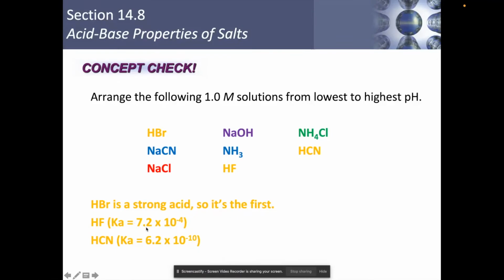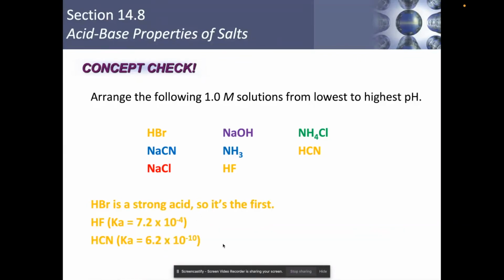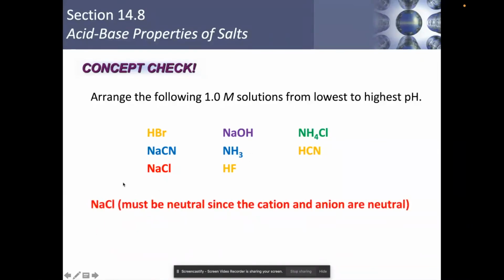So HF has 7.2 times 10 to the negative 4. That means that it would go next. HCN would go after that. It is a much weaker acid. Okay, after that, we have NH4Cl. And take a look at that, right? We've got 5.6 times 10 to the negative 10. So, let me go back. So if we take a look again here, by general logic, we end up with kind of the right answer here. Next up, we have our NaCl. That has to be neutral, so it has to have a pH of 7.